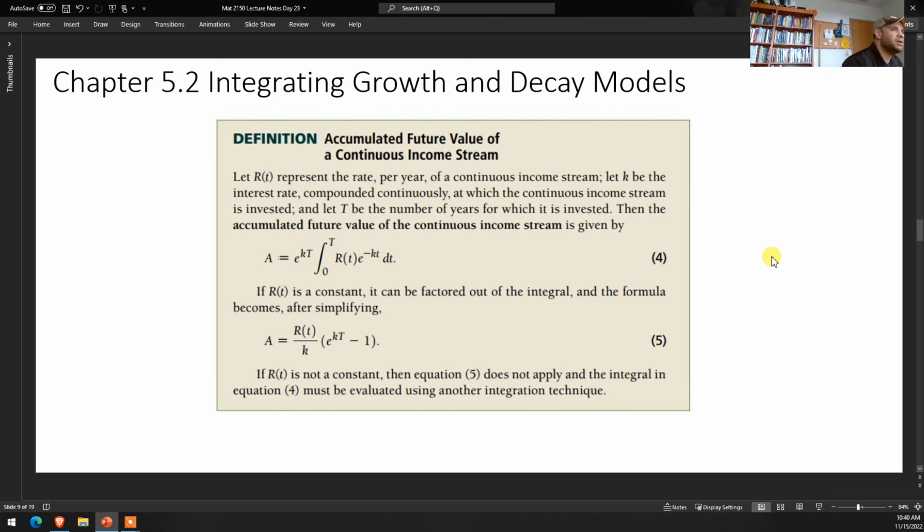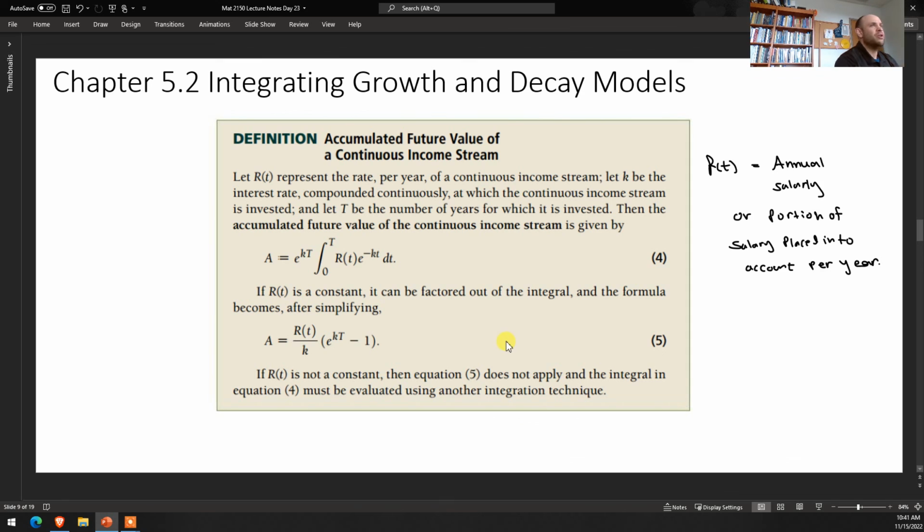So now let's think about our growth and decay models when we have an accumulation of a continuous income stream. What this means is that we have a rate of income. Like R of T could be your annual salary, or the portion of your salary that you place into a savings account. And that is per year.